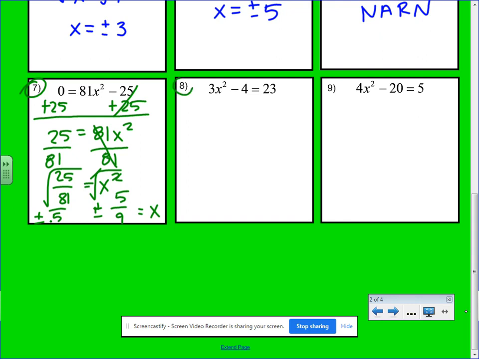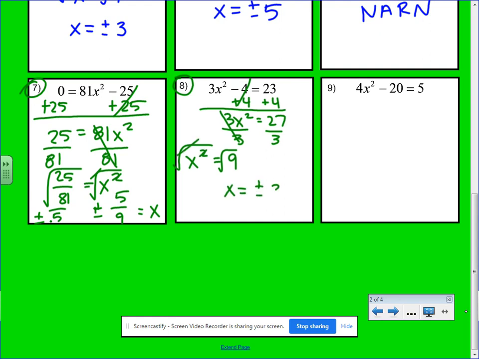Moving on. Number 8. So I have 3x squared minus 4 equals 23. If I add 4 to both sides, I get 3x squared equals 27. I'm going to divide both sides by 3, and I get x squared equals 9. Take the square root on both sides, it cancels out with my x, and I get x equals plus or minus 3. So I tried to give you kind of nice ones. Most of them work out in numbers.